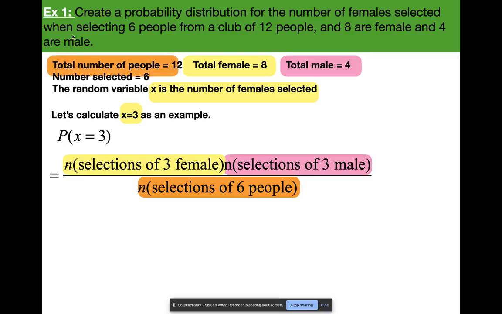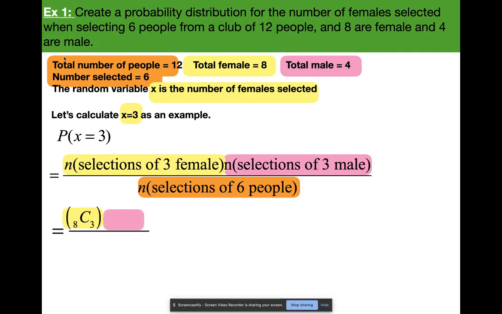So again, there's 12 people total, and we're selecting 6. Okay, so now we're just going to lay out our colors, and then we will sub in the chooses as we go. So for the yellow, that was the number of ways to select 3 females. So again, in total there were 8 females, and we were picking 3 of them, so we choose 3.